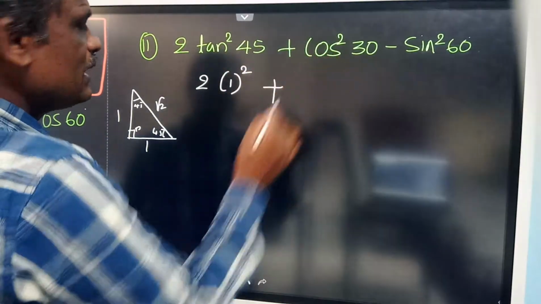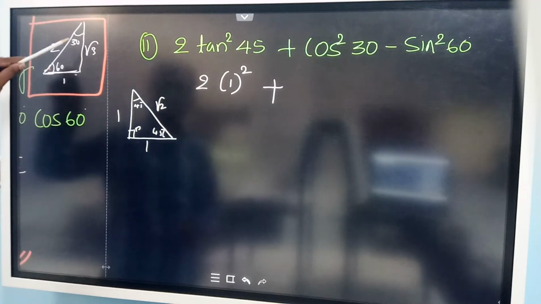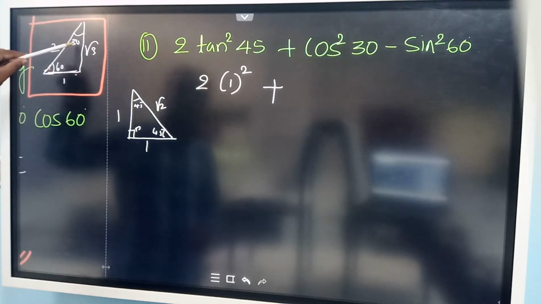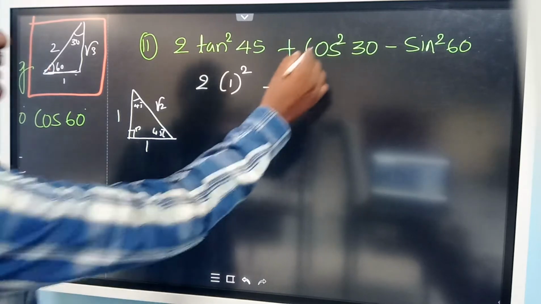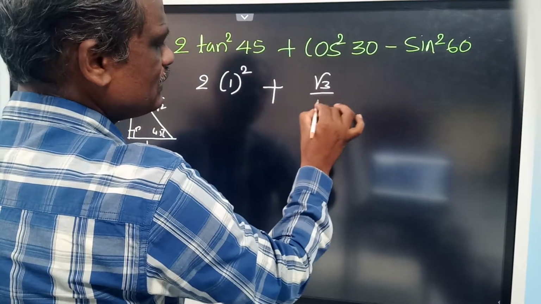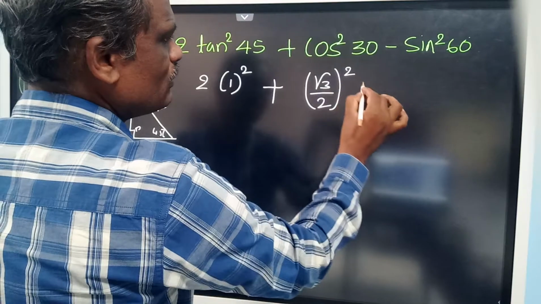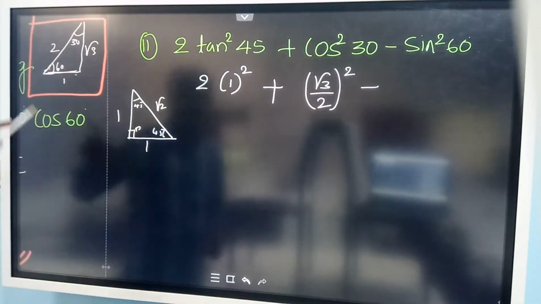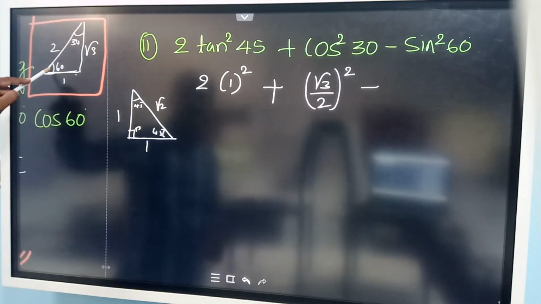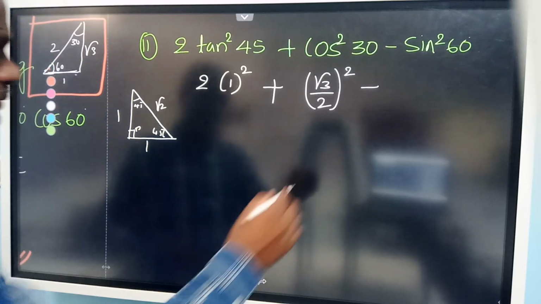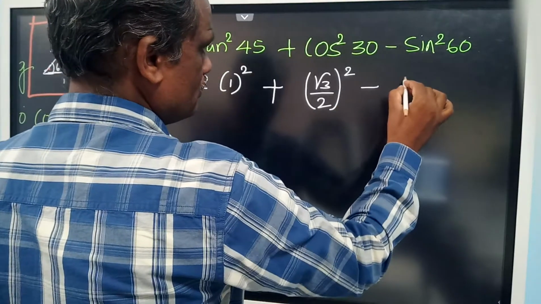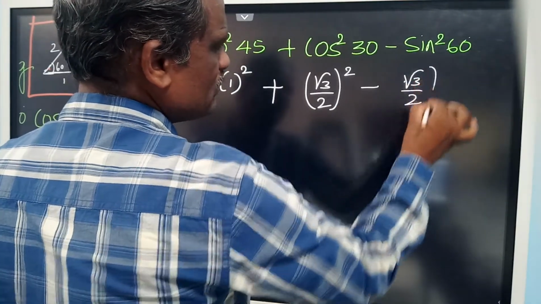Plus cos square 30. Cos 30, you see this diagram. Cos 30 means adjacent side by hypotenuse, root 3 by 2. Square is there, so you write in whole square here: root 3 by 2 whole square. Sin 60, look at the diagram. 60 degree is this one. Sin is opposite side by hypotenuse, again root 3 by 2. So root 3 by 2 square is there.